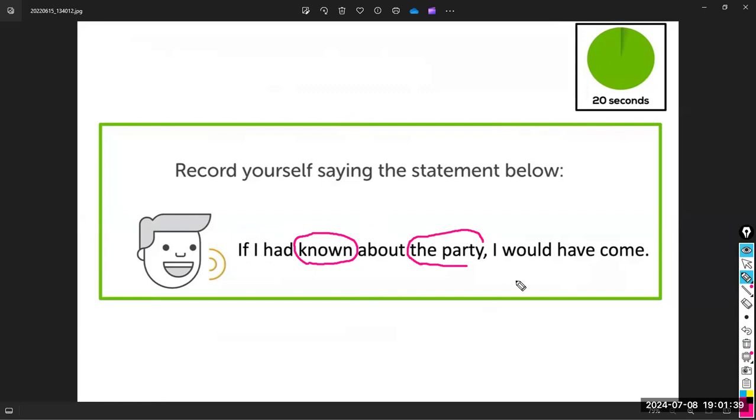Okay. "I" is a pronoun. It shouldn't be stressed. "Would" is a modal verb. It shouldn't be stressed, only if we have a negative. "Have" is auxiliary. You shouldn't stress it. But "come" is a main verb. You have to stress that. So notice that the only three words that should be stressed in this sentence are "known," "party," and "come."